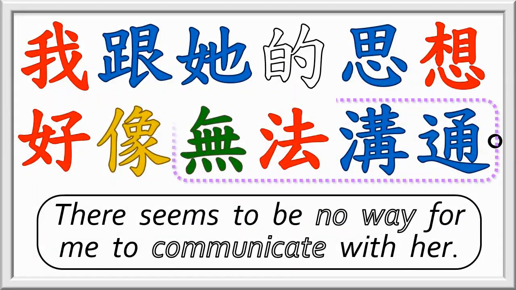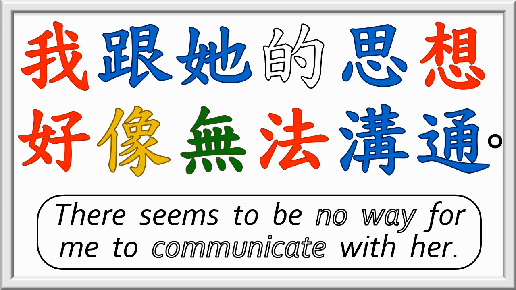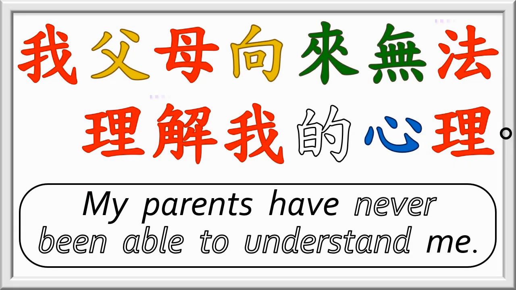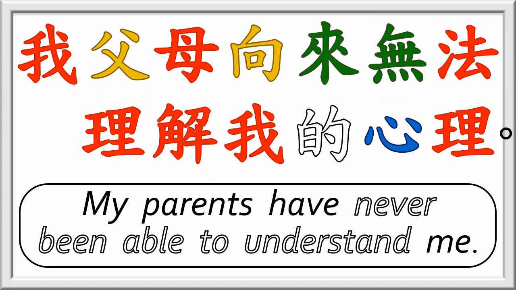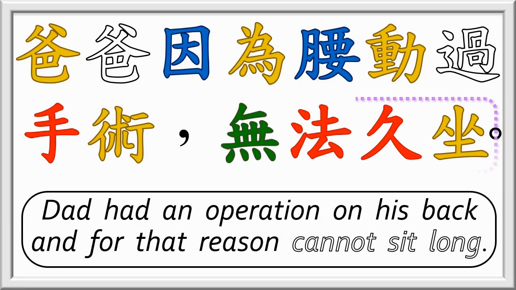我跟他思想好像无法沟通. There seems to be no way for me to communicate with her. 我父母向来无法理解我的心理. My parents have never been able to understand me. 爸爸因为腰动过手术，无法久坐. Dad had an operation on his back, and for that reason cannot sit long.